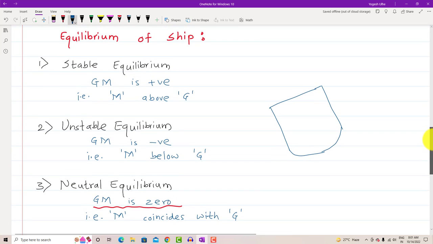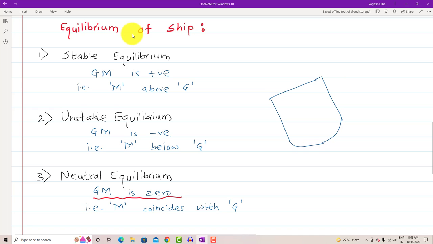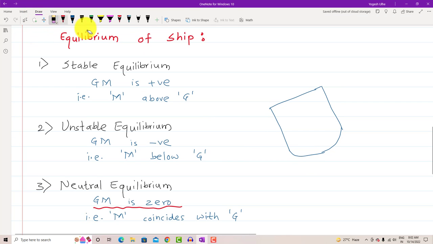Very simple discussion, not that difficult. Before going further, one minute, let me erase this, we don't need it. Before going further, everyone please write down this discussion about the equilibrium of the ship.